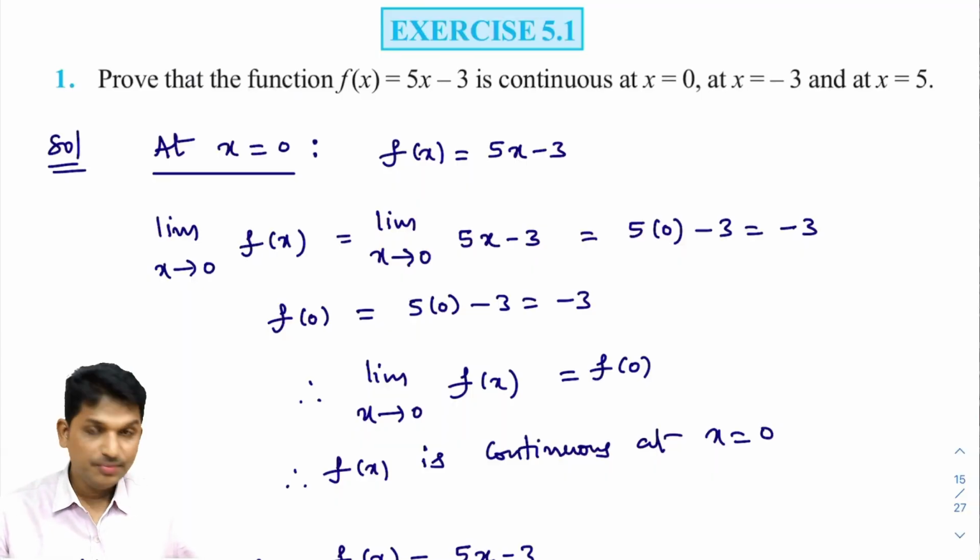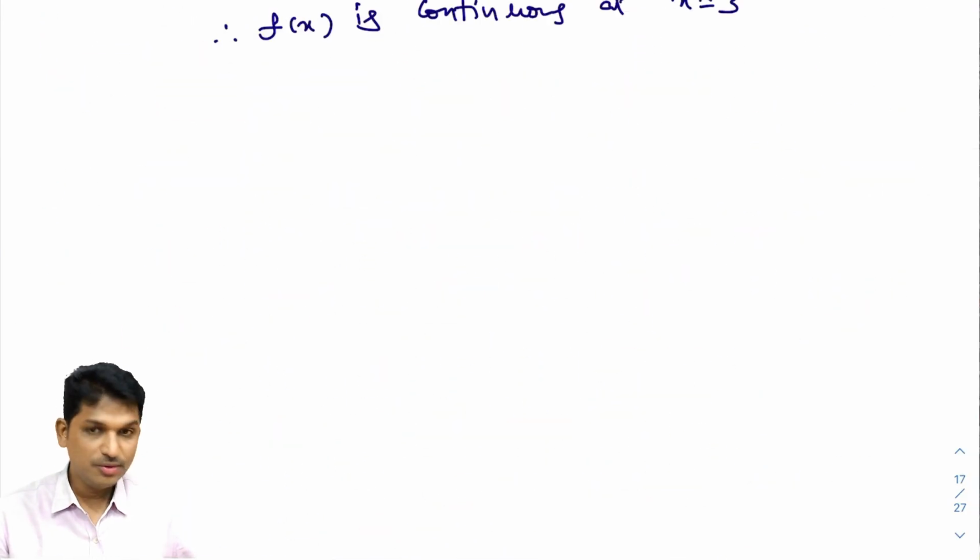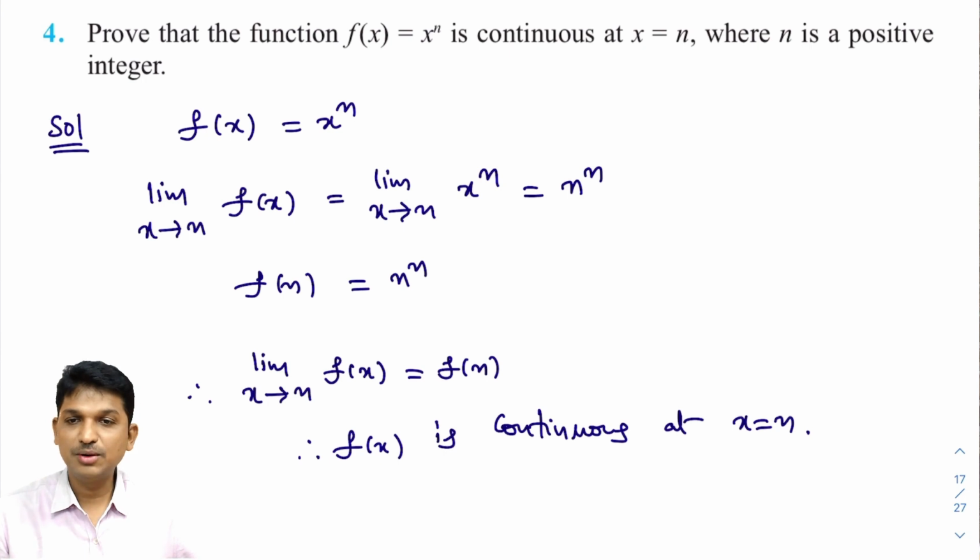This is the first problem. Second problem. You can see I have not done the third and fourth problems because we are doing all the problems model wise, not number wise. Model wise I am doing all the problems so that you will feel easy to learn these things.